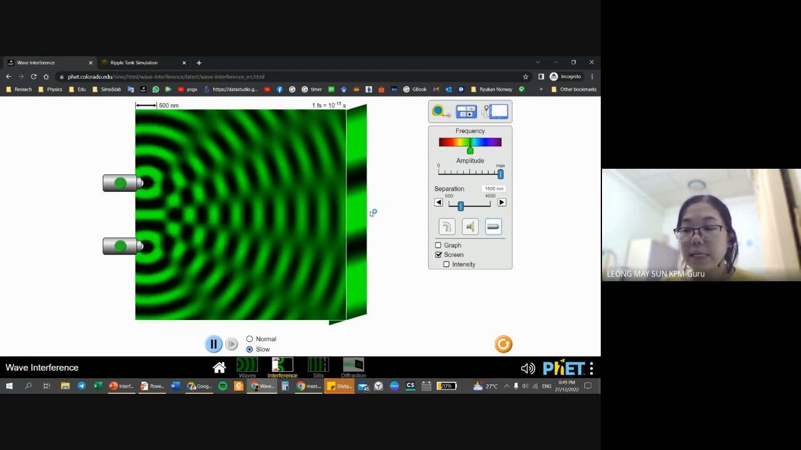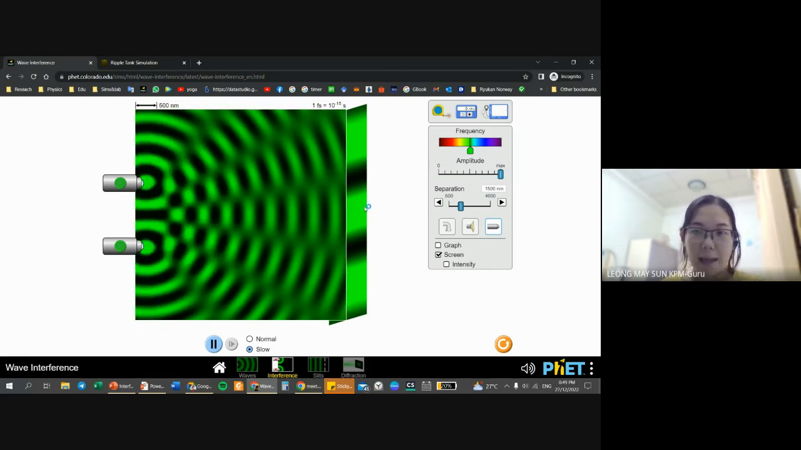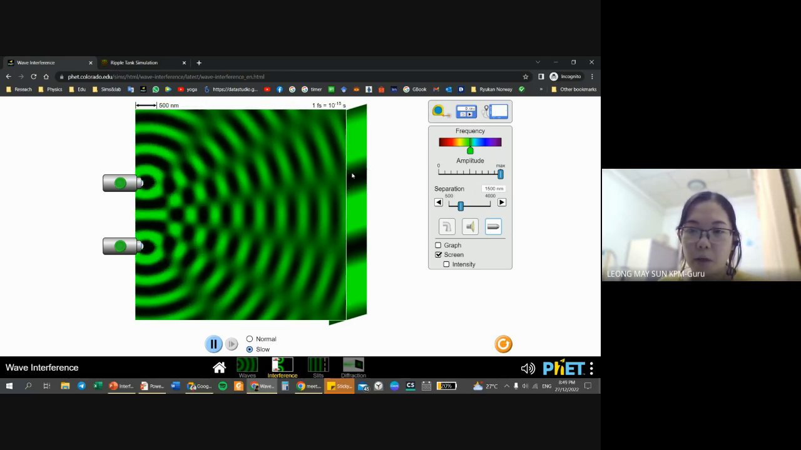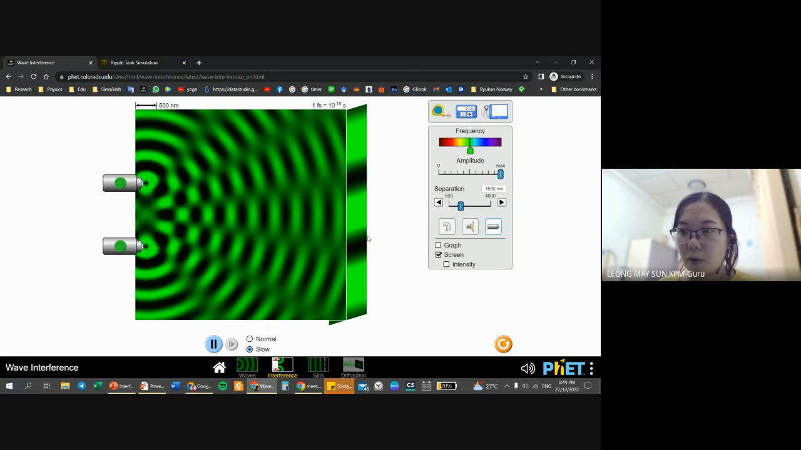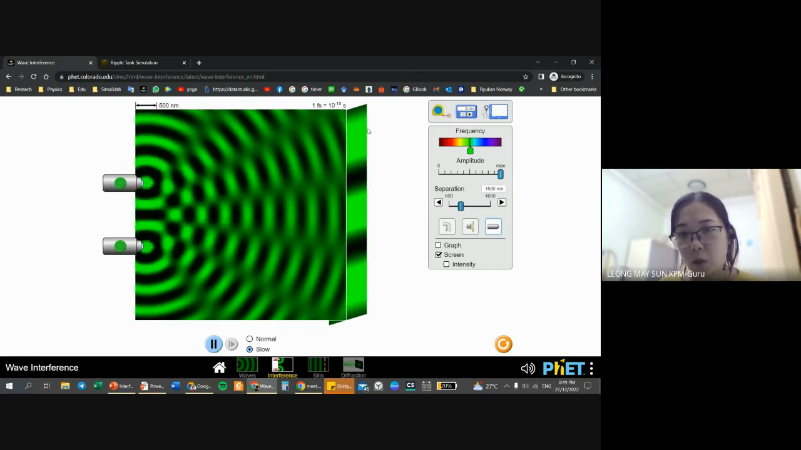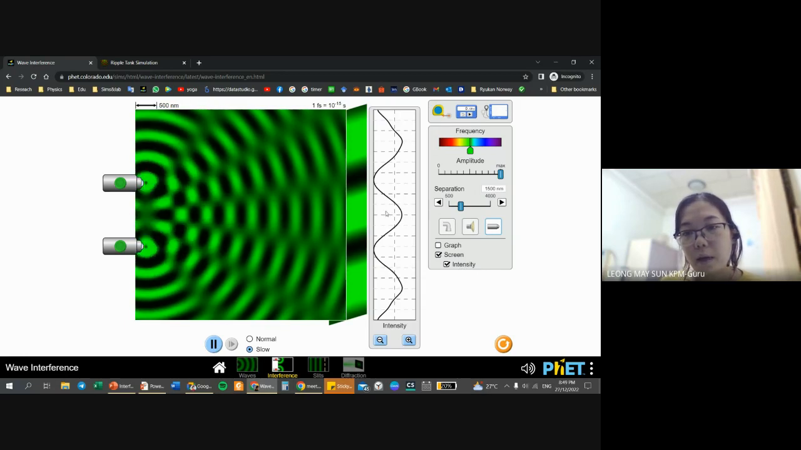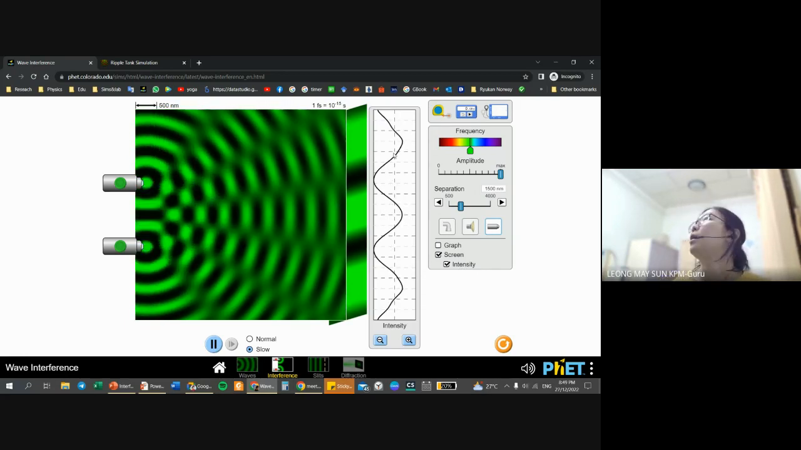But what is x? Where is x? x is actually located over here. This is the destructive interference pattern. This is the constructive interference pattern.